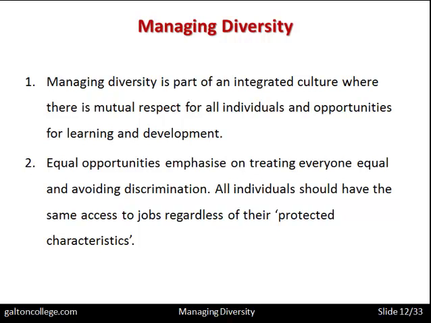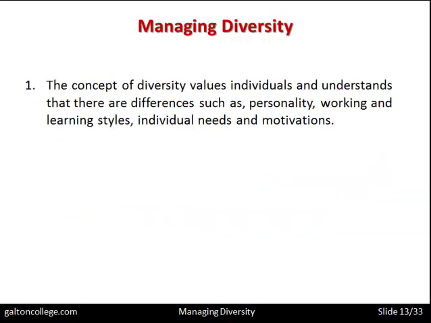Equal opportunities. Diversity is looking at particular skills and abilities within the population, recognizing that we are different. We have different capabilities, different backgrounds, different emphasis, different interests, and trying to harness that so that the organization benefits.